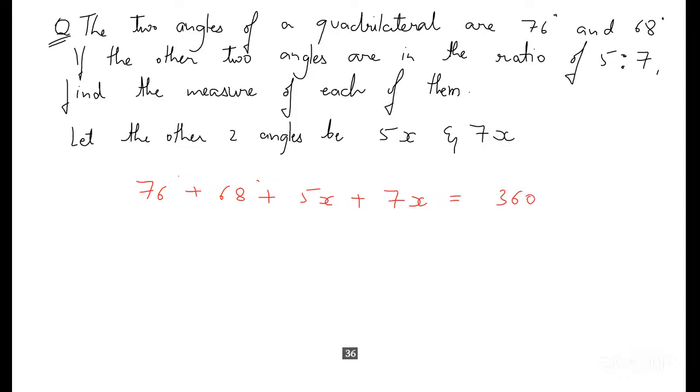360 degrees. This is kind of similar to that. So it becomes 144 degrees plus 12x equals 360 degrees. So 12x, the number on one side, and the variables on the other.